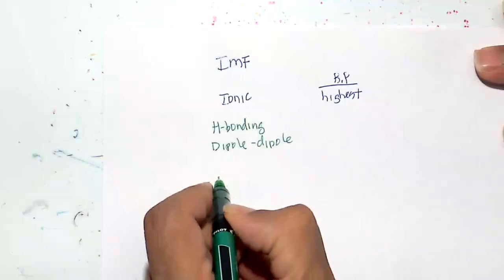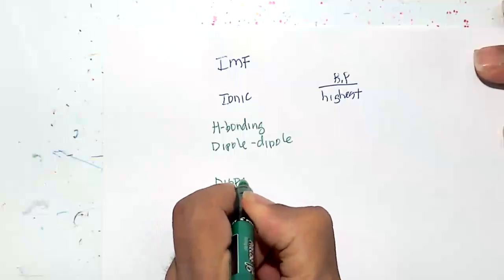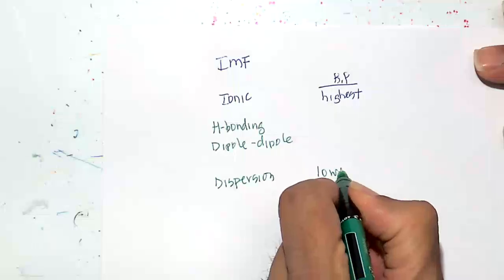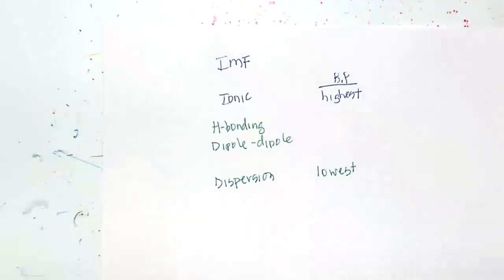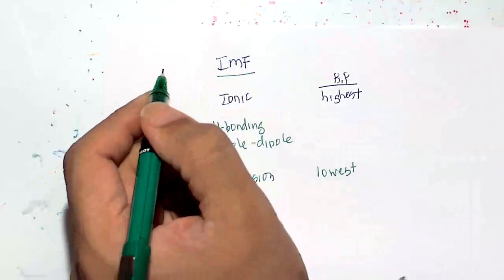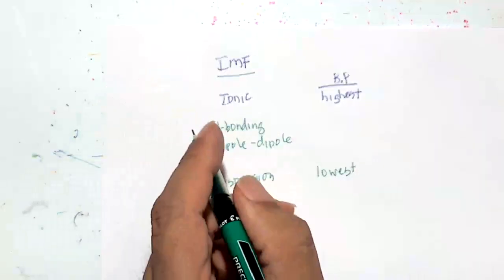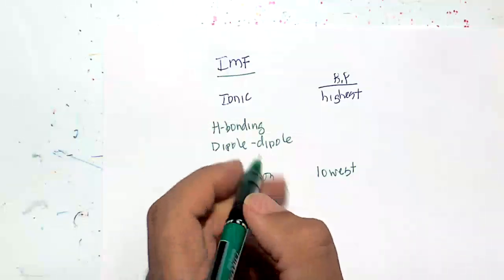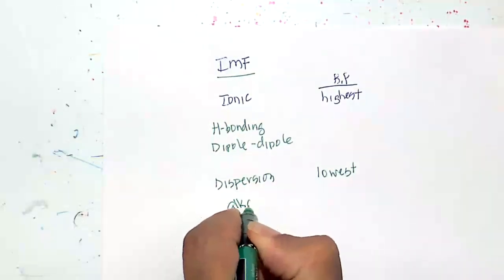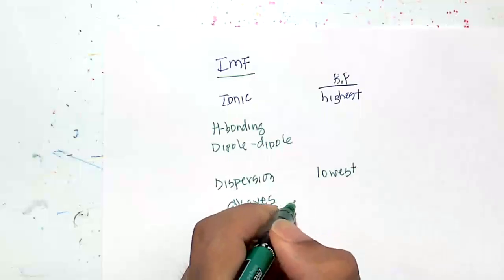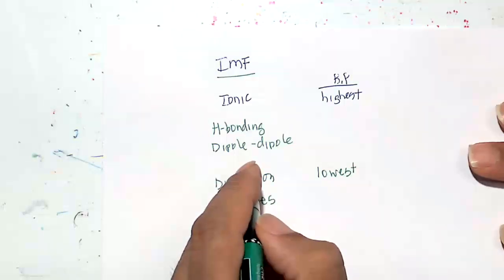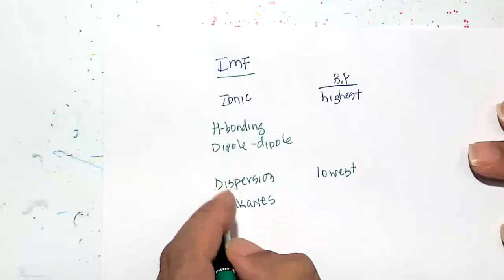And what's next? The weakest on our list is dispersion. We would expect this to have the lowest boiling point. What type of molecules are dispersion? What class? There's a functional group that I want you to associate with dispersion. What's the name of that functional group? The alkanes. What are some examples of alkanes? Methane, ethane, propane, butane.